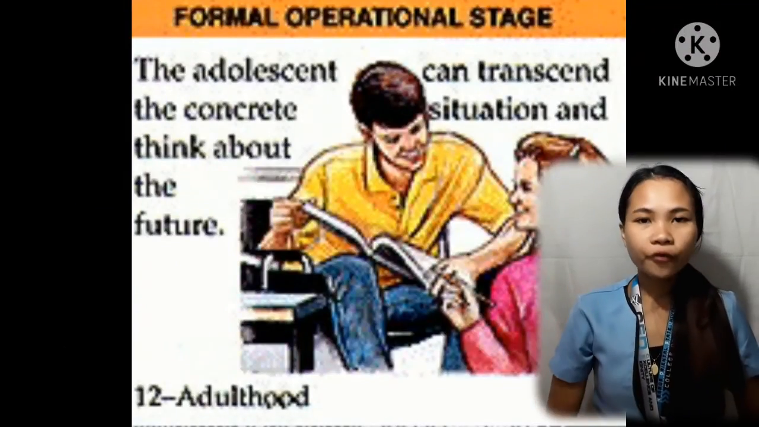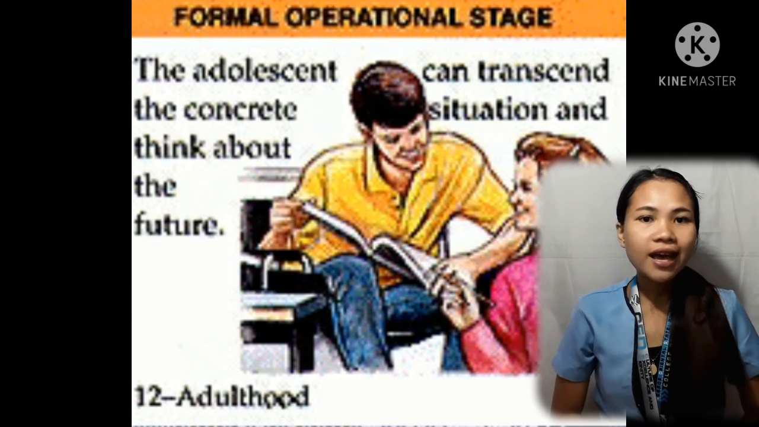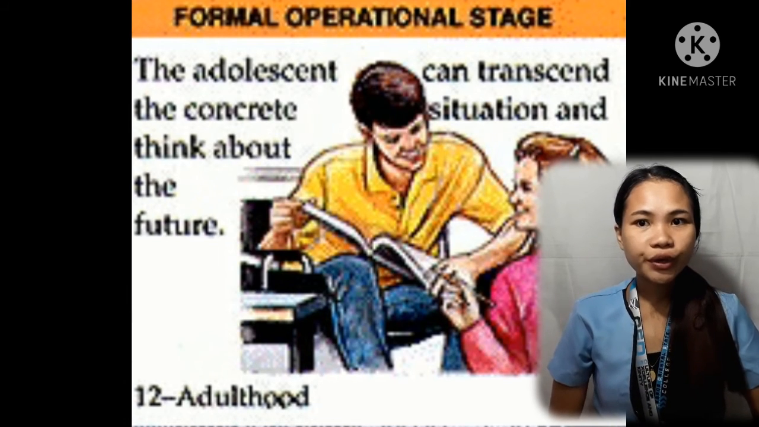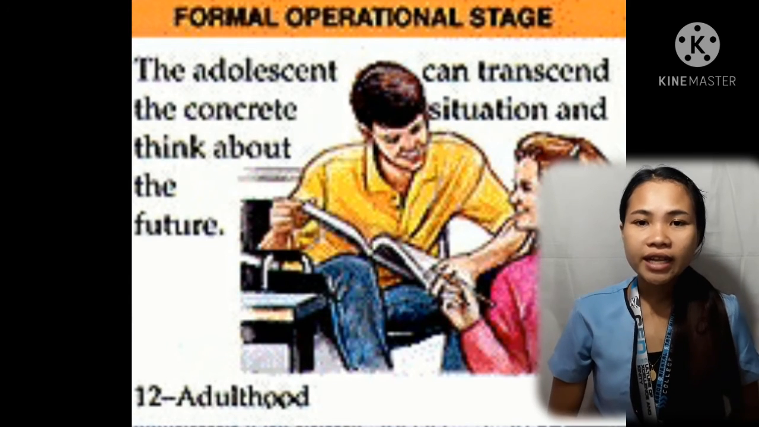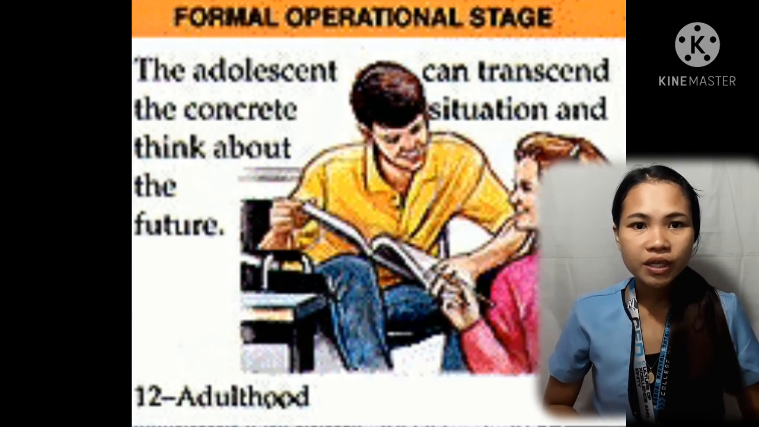Number 4, the formal operational stage, at the age of 12 and above. At this stage, adolescents or young adults begin to think abstractly and reason about hypothetical problems. This is the final stage of Piaget's theory, involving an increase in logic, the ability to use deductive reasoning, and understanding of abstract ideas.